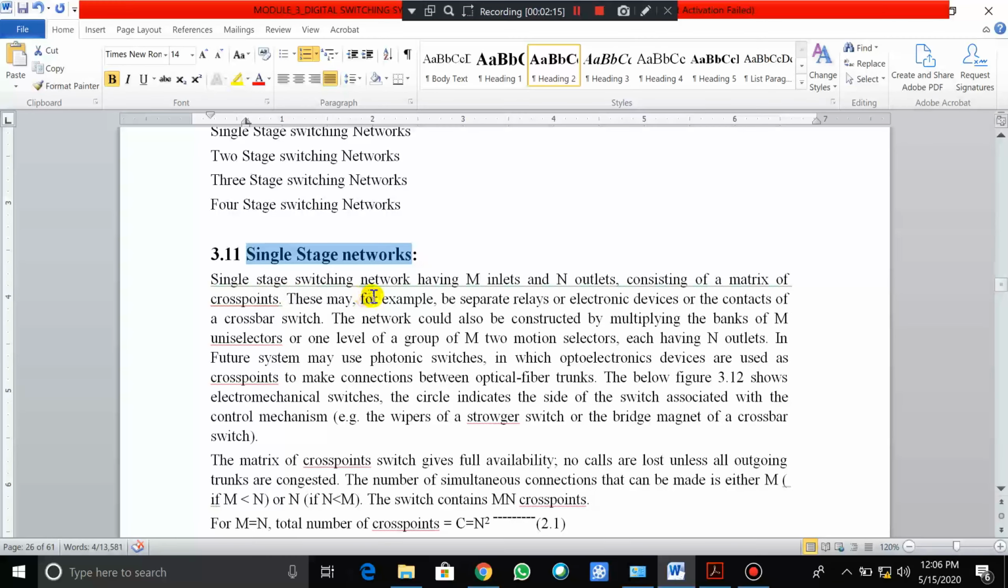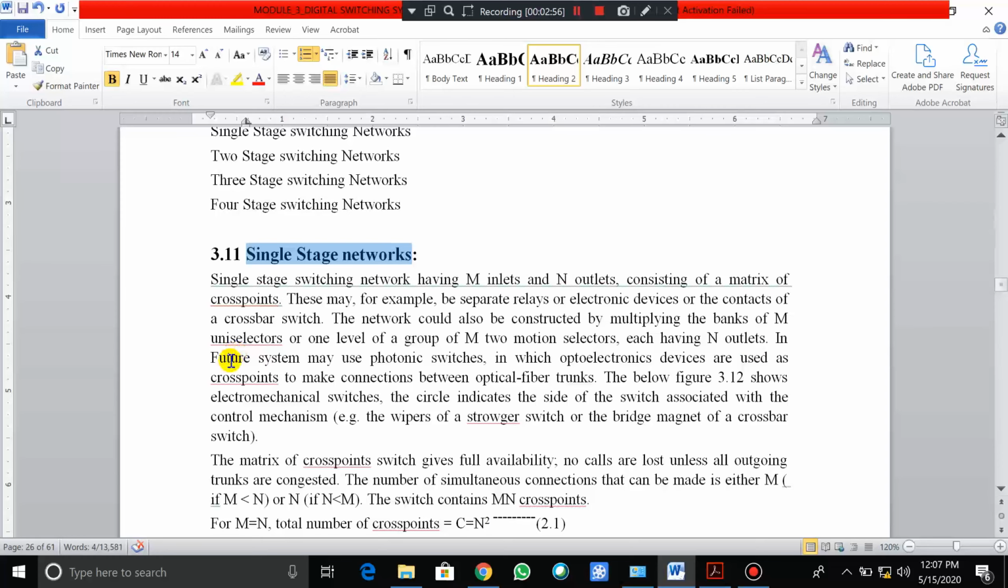A single stage switching network has M inlets and N outlets, that is inputs and outputs, consisting of a matrix in rows and columns, whose intersections are called cross points. For example, a separate relay of electronic devices or the contacts of a crossbar switch. The network could be constructed from M uniselectors or one level of M two-motion selectors, each having N outlets.